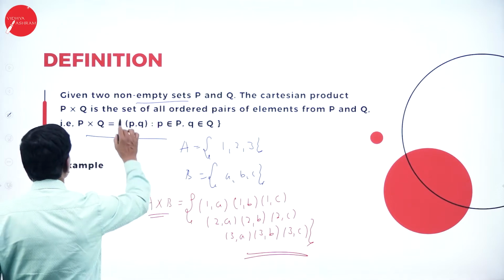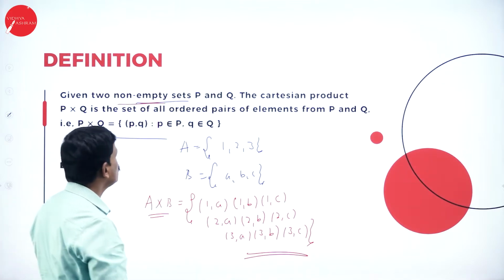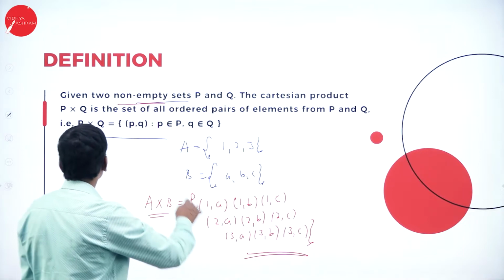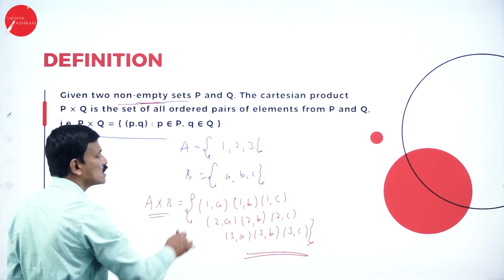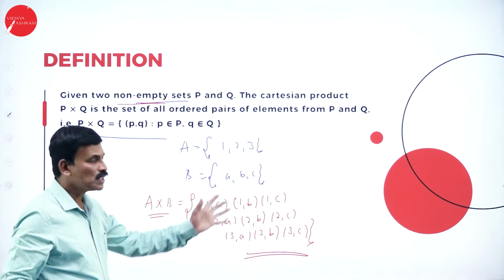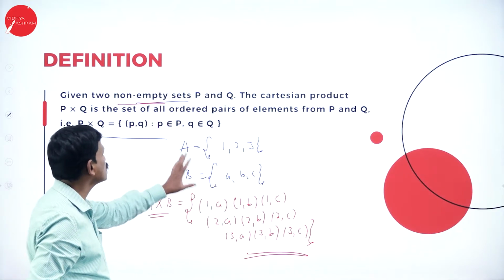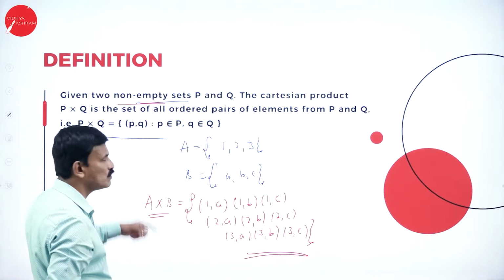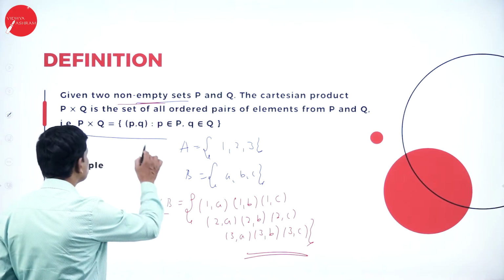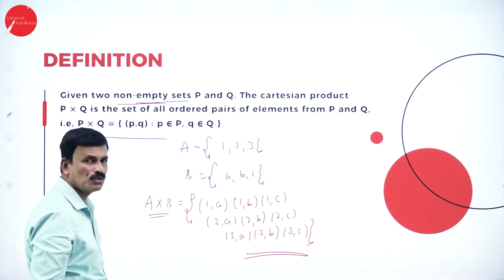So how to define it? Given two non-empty sets P and Q, the Cartesian product of these two sets, denoted as P cross Q, is the set of all ordered pairs of elements from P and Q, that is given by P cross Q is equal to the set of (p, q) such that p belongs to P and q belongs to Q.